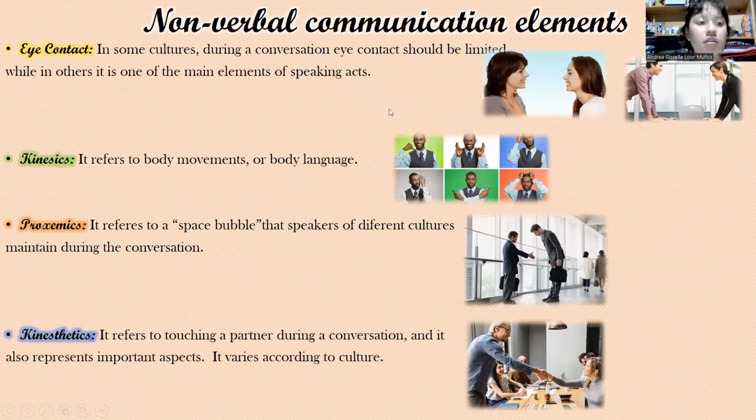Nonverbal communication elements. We have four elements. First, eye contact. In some cultures, during a conversation, eye contact should be limited, while in others, it is one of the main elements of a speaking act. Second, kinesics. It refers to body movements or body language. Third, proxemics. It refers to the space bubble that speakers of different cultures maintain during a conversation. Fourth, kinesthetics. It refers to touching a partner during a conversation, and it also represents an important aspect. It varies according to culture.